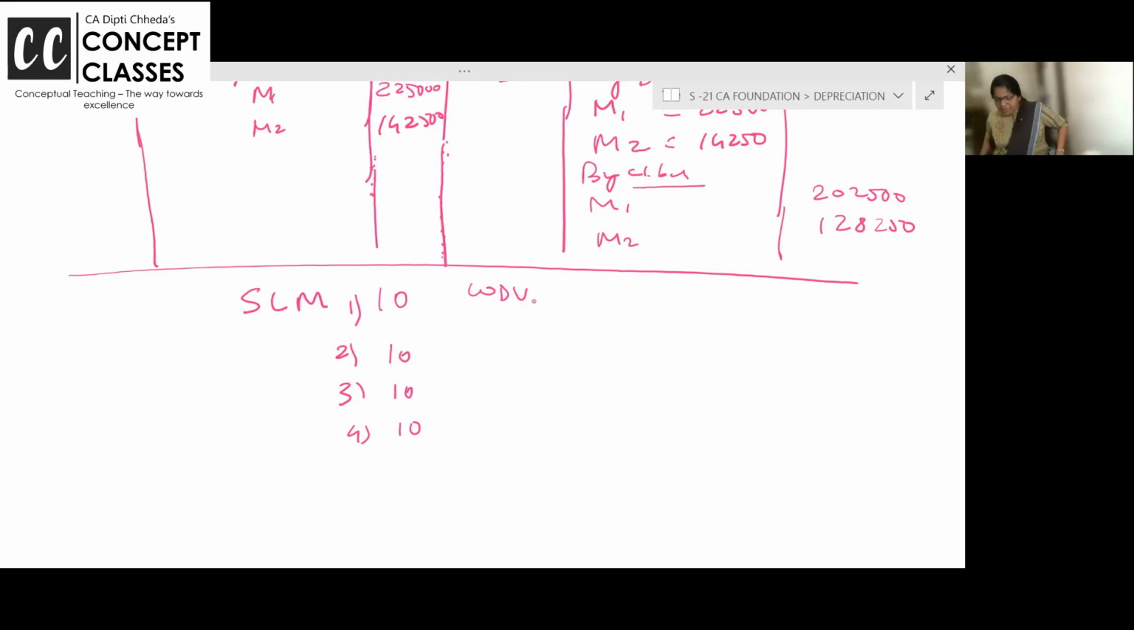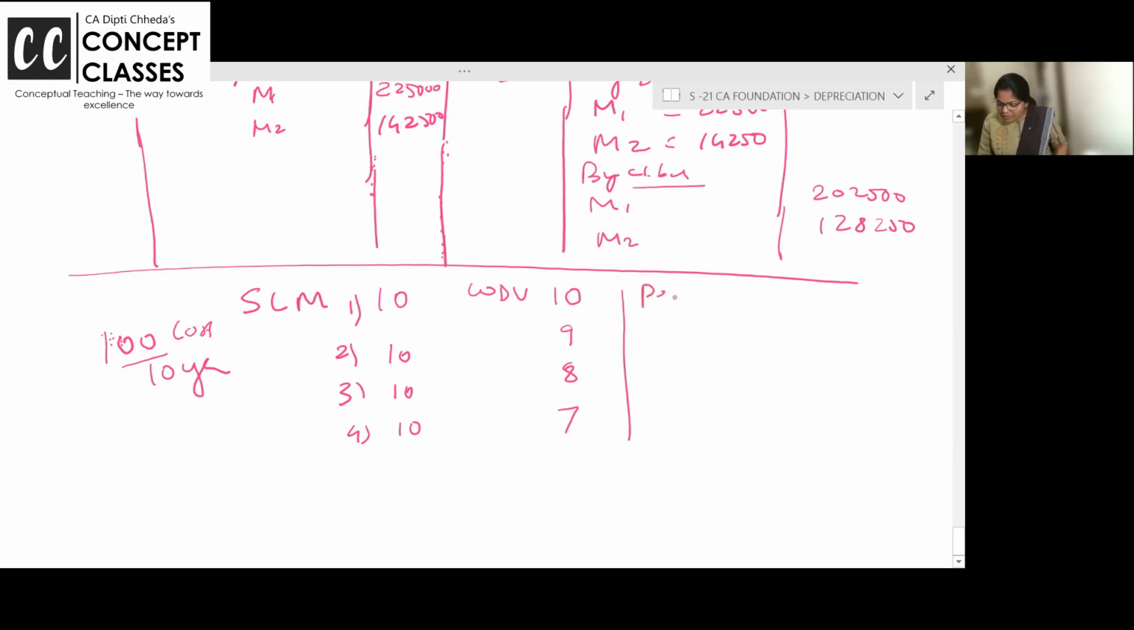So SLM, the depreciation is like this. Listen all of you. Suppose 100 is the value of the asset, and you are going to use it for 10 years. Cost is 100. So here it will be 10. How will WDV be? 10, then 9, then 8, then 7. So in WDV, the depreciation decreases.